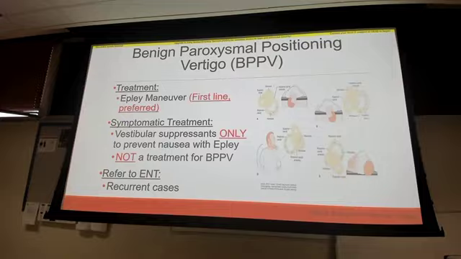Treatment, so first line treatment is going to be that Epley's maneuver. We'll talk about this in lab as well, how to position the patient and rotate the patient's head so that we reposition that otoconia back into its normal position. So that's the purpose of that maneuver.